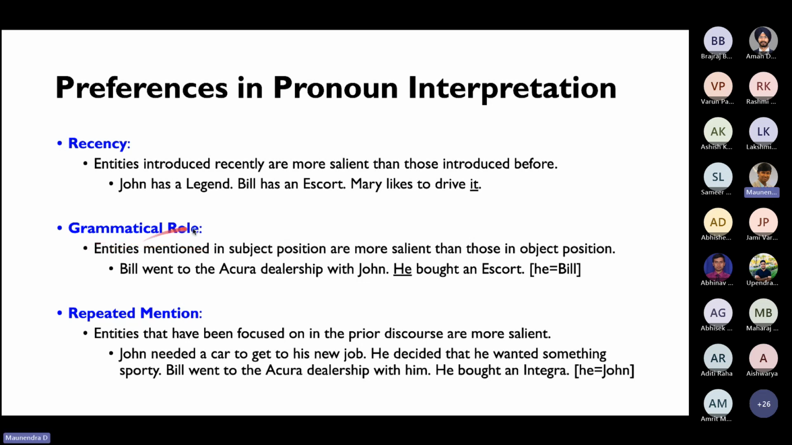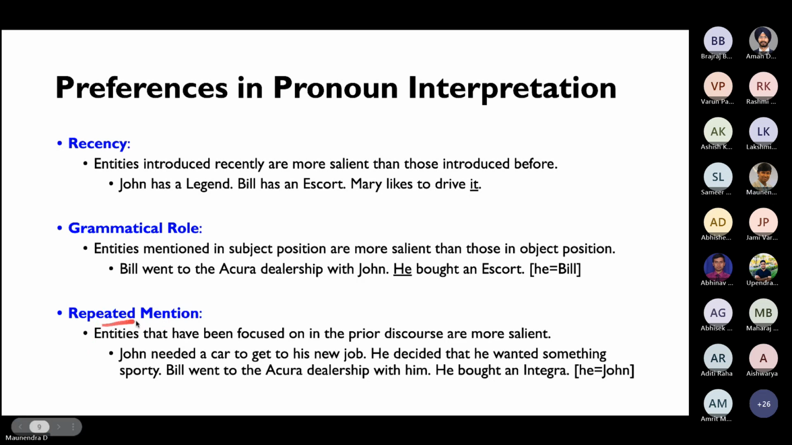Then there is something called grammatical role. Entities mentioned in the subject positions are more salient than those in the object position. So Bill went to the Acura dealership with John. He bought an Escort. So here he is referring to Bill. Bill is there as a subject, and typically when people analyze large pieces of text, what they saw is that these pronouns are often associated with nouns which are at the subject positions. So all these small linguistic cues that they identified could actually go as features in feature-based algorithms.